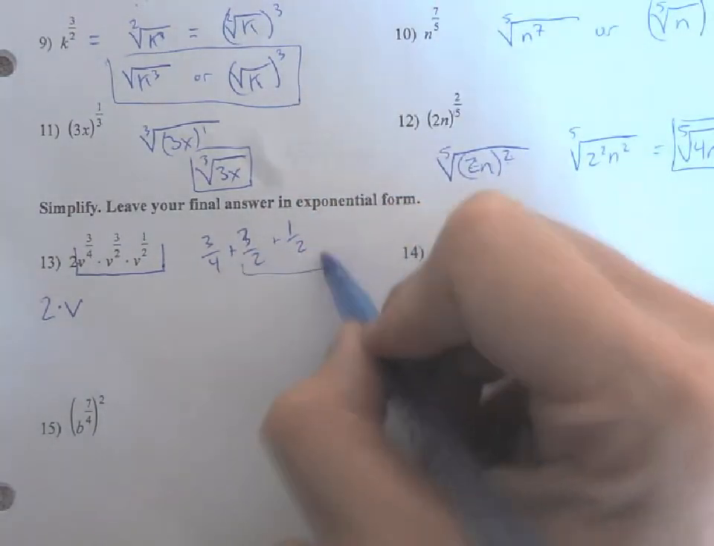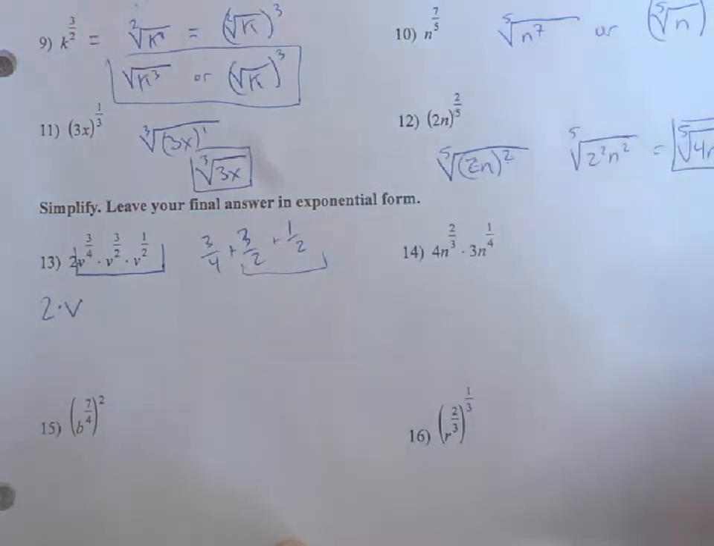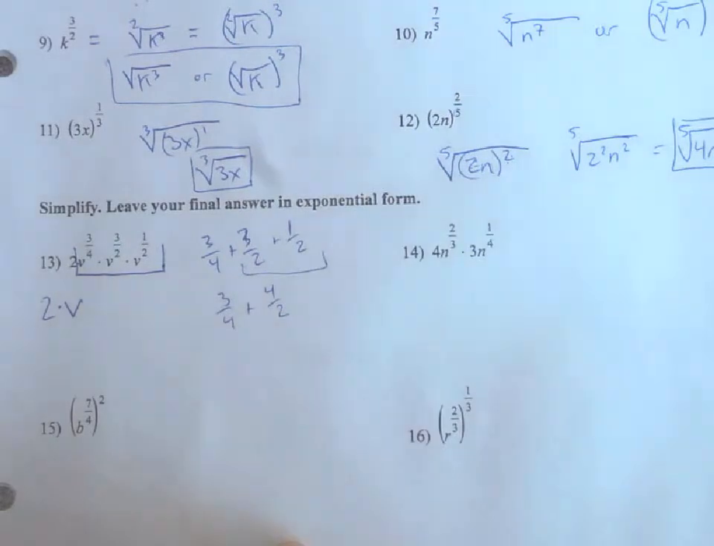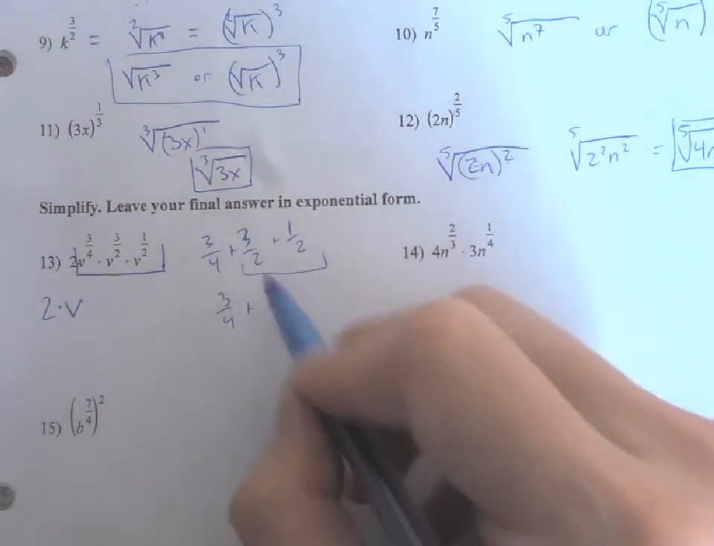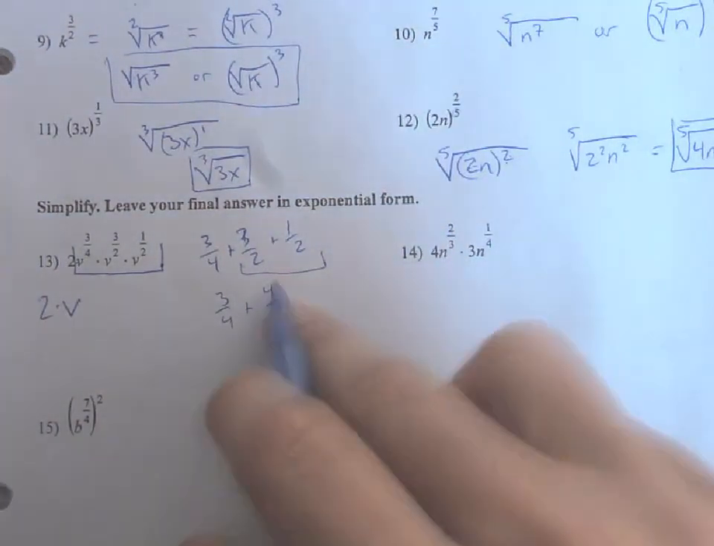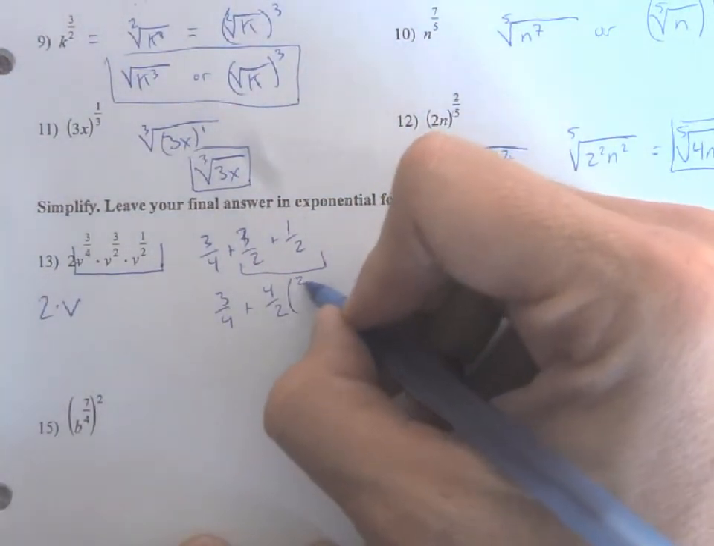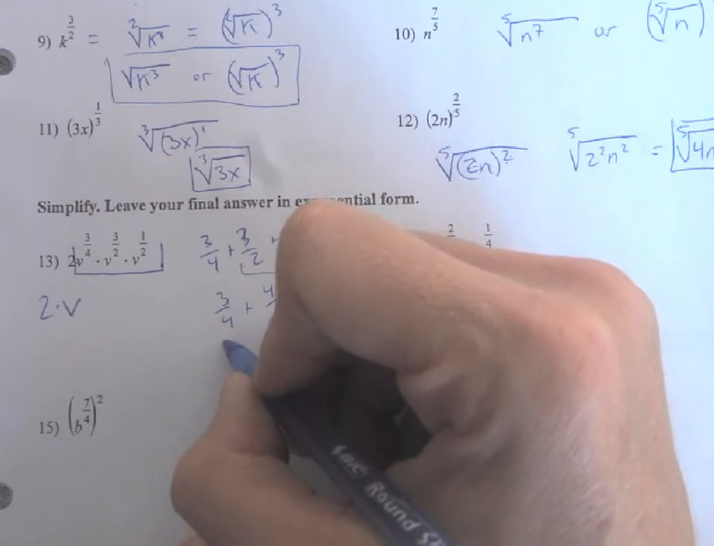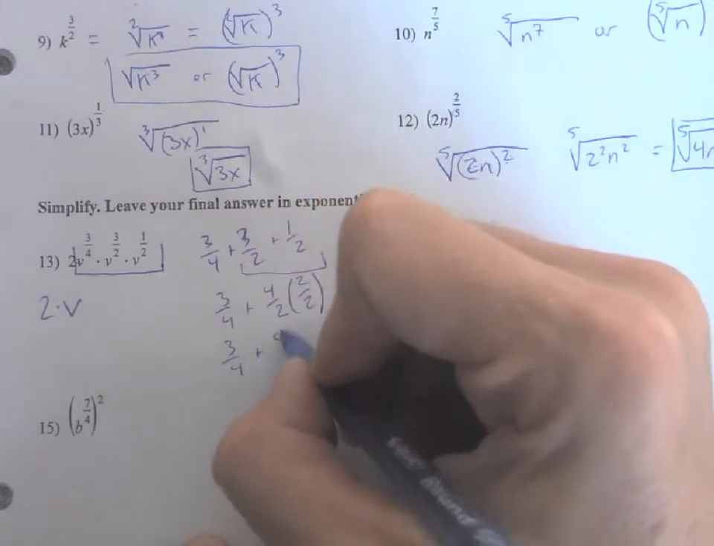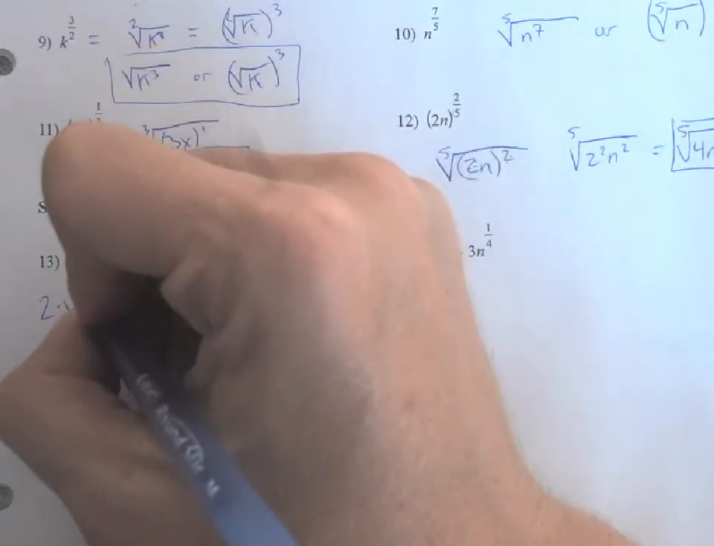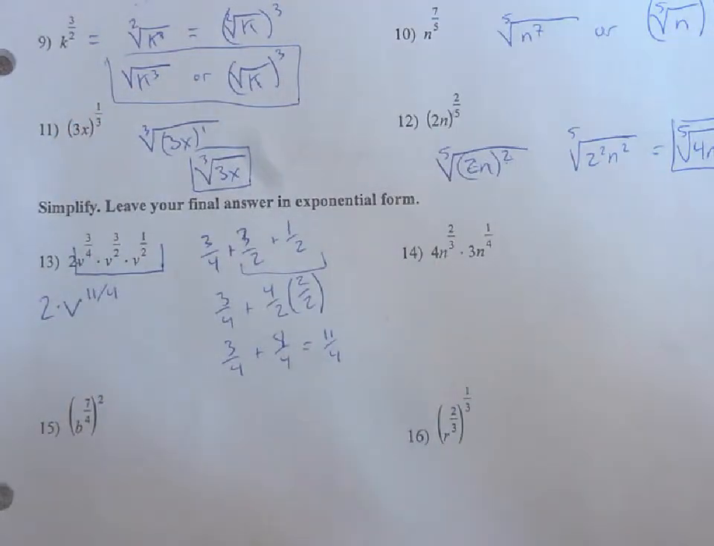Okay, since these have common denominators already, I think I'll go ahead and do those first. So I have 3/4 plus, this is going to be 4 halves, so 3 plus 1 is 4, over that common denominator of 2. But now I need common denominators to add these, so I'm going to use my multiplicative identity property, because that's really just 1. Multiplying by 2 over 2 is really just 1. So we get 3/4 plus 8/4, and that's going to give me 11/4. So the power on this v is 11 over 4.